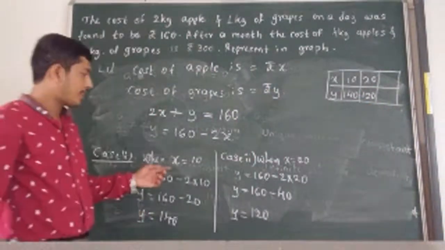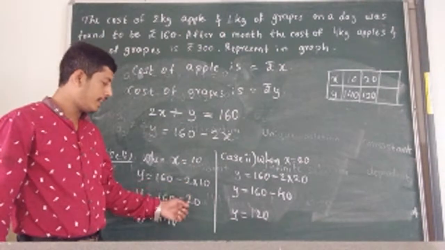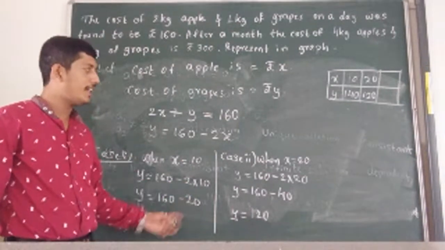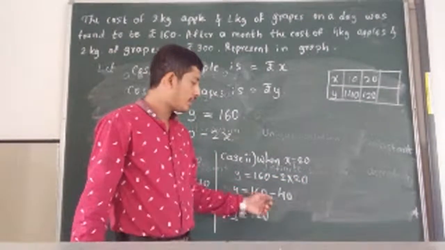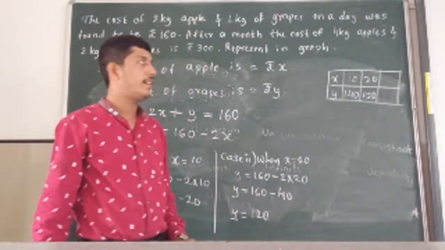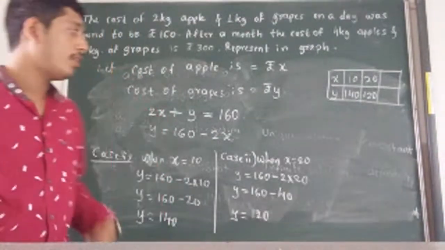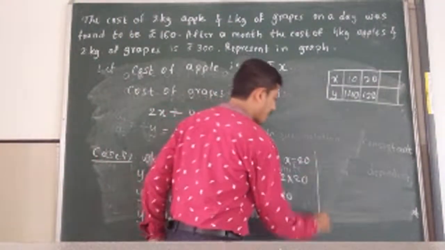Okay, so here, in the first case, 10 times 2 is 20, so 160 minus 20 is 140. In the second case, it is 20, 2 times 20 is 40, and 160 minus 40 gives 120. Now we have to consider the third case, case 3.